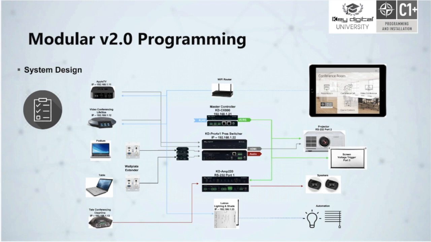Our lighting and shade automation controls come from Lutron, for which we have to extract the XML report from the repeater of the Lutron system. Our projector will be controlled via RS-232. It comes from Epson, and the screen will be controlled via voltage triggering. The projector will be port 2 and the screen will be port 3 respectively. So let's go ahead and get programming.